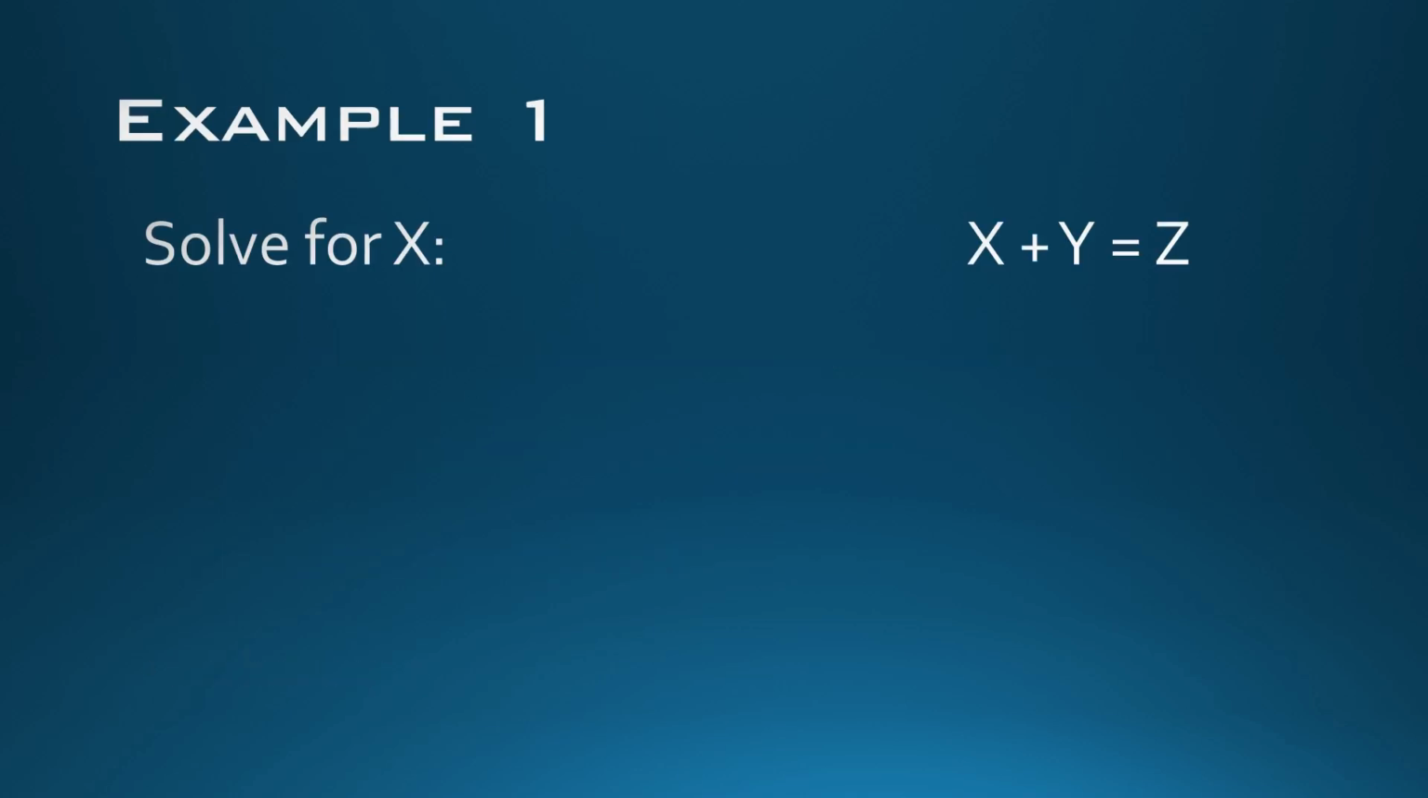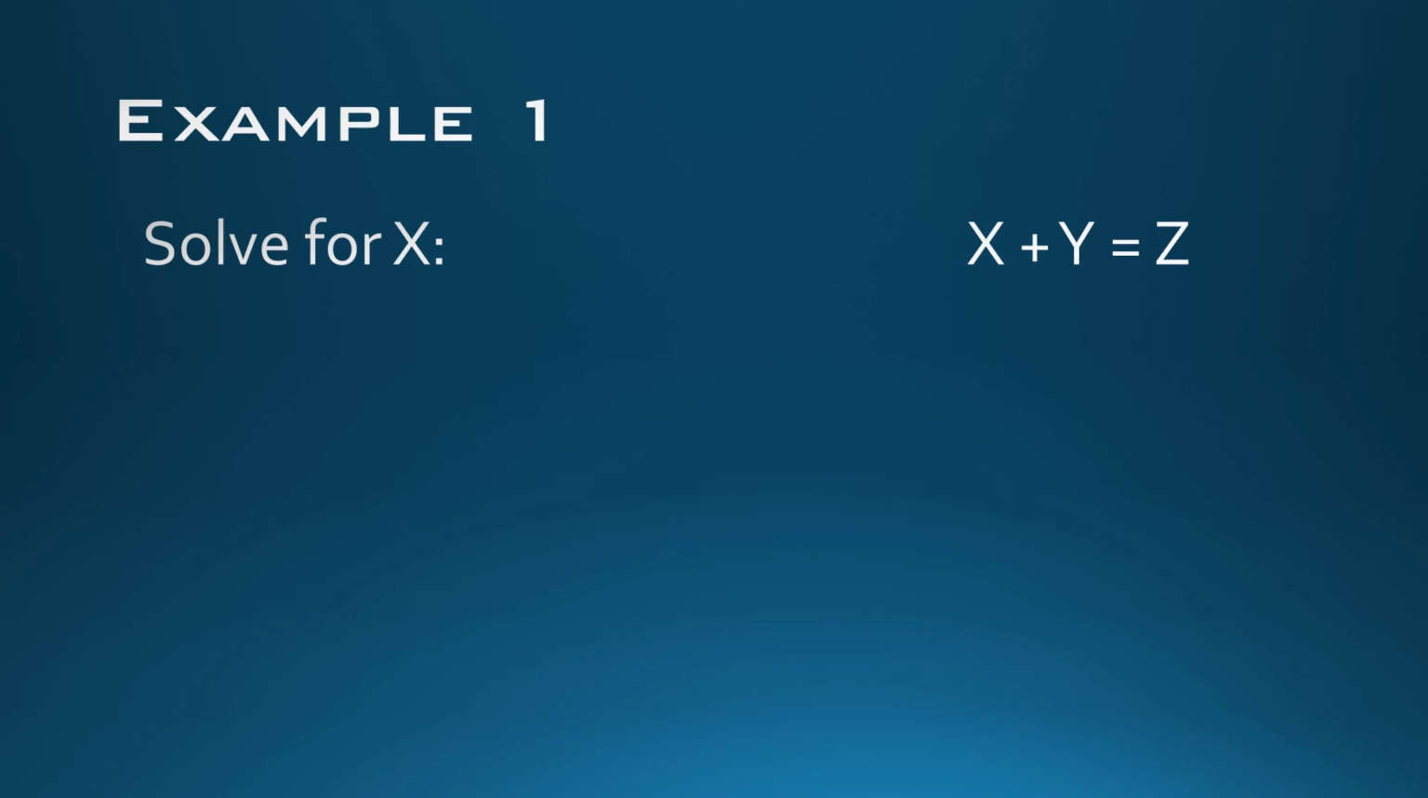Let's take example number 1 here. Solve for x. We have this weird equation, x plus y equals z. There's not even any numbers in here. How are we supposed to solve this? We're not. That's the great part. All you have to do is move those variables around until you get what you want. At the end, we should end up with x equals something.